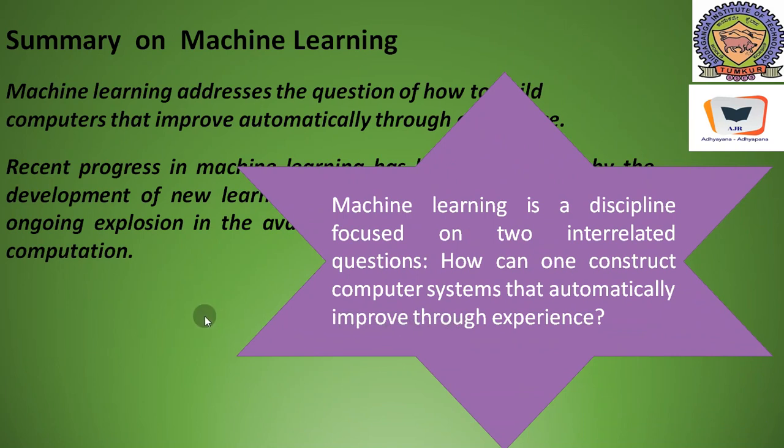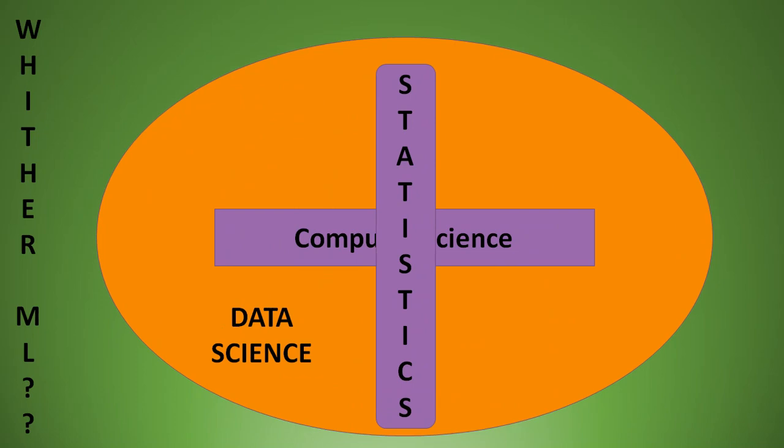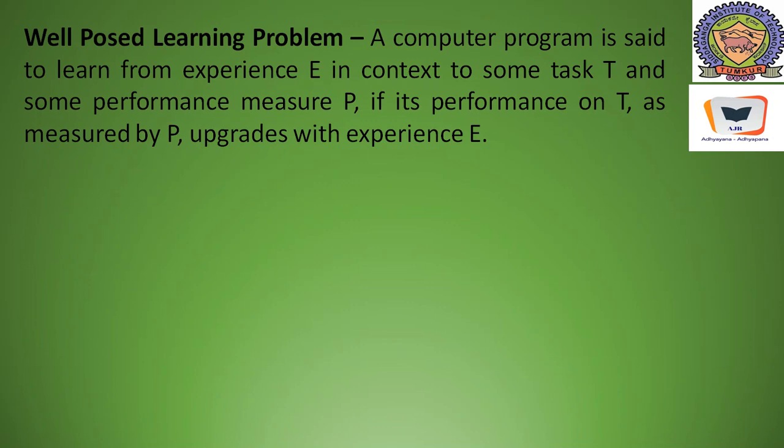Machine learning is a discipline focused on two interrelated questions. How can one construct computer systems that automatically improve through experience? And how to solve new problems which were not seen by the machine earlier. As to where exactly machine learning lies, the emphatic answer is that it lies at the intersection of computer science and statistics, and it also lies at the core of data science and artificial intelligence. Machine learning solves only well-posed learning problems.